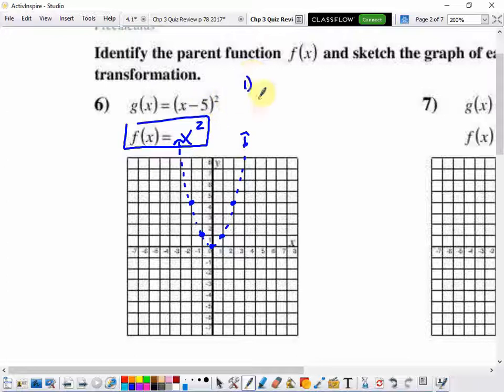The transformation that takes place here is a minus 5 inside the function, which means it's going to move 5 units to the right. So all of these points will shift 5 units to the right, where they originally were. And I'll make this one solid, because that is my final answer for the graphing part.